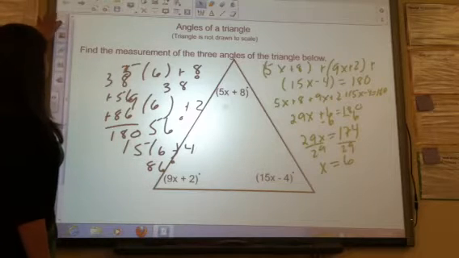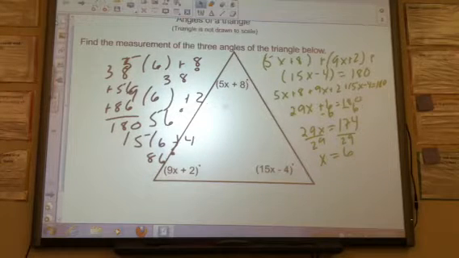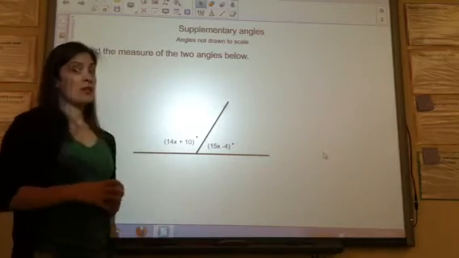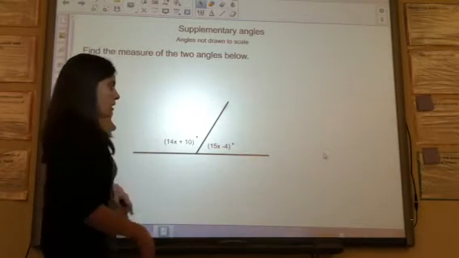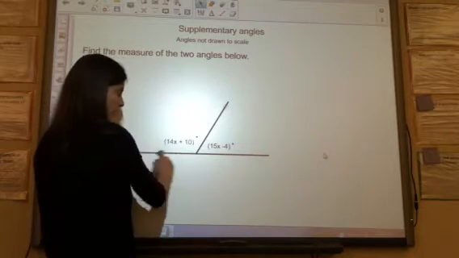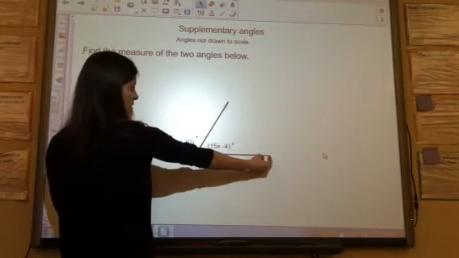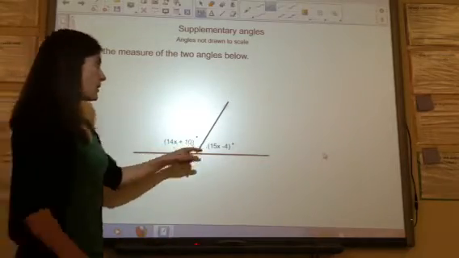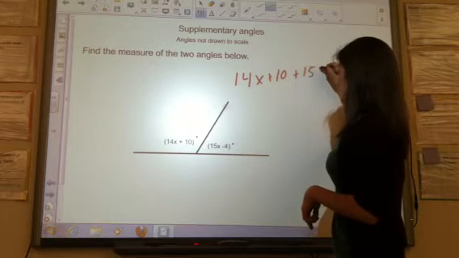If we go ahead and look at the next slide, which is supplementary angles, again, not a triangle, but the beauty of this is we know that supplementary angles are two angles that add up to 180 degrees, and we know that this line, because it's a straight line, is 180 degrees, so another line cut this one and formed two angles. We also know, like a triangle, that these two angles are going to add up to 180 degrees.